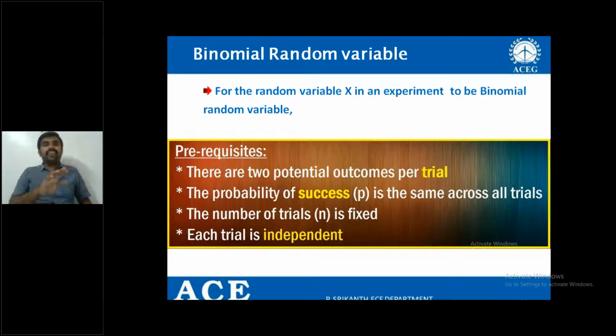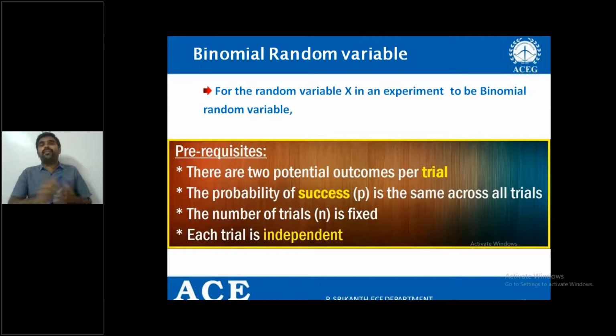In the previous case, there were 10 trials, right? At the same time, the number of trials is fixed. In the previous example, 10 is the number of trials. That is fixed. It may be 100, it may be 1000, but it must be fixed. And each trial is independent, in the sense that no biasing should be there. If I run the experiment 10 times, all the 10 trials must be independent.